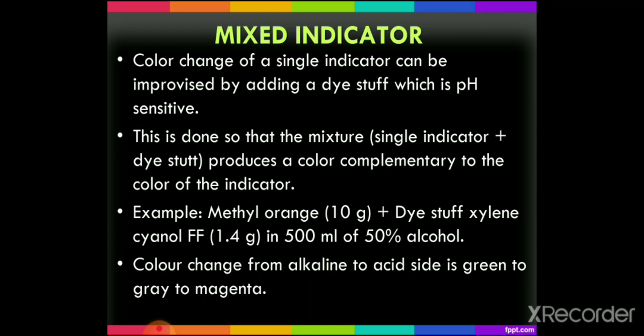The color change of a single indicator can be improved by addition of a pH-sensitive dye stuff. This is done so that the mixture, that is single indicator plus dye stuff, produces a color complementary to the color of the indicator. For example, when 10 gram methyl orange is mixed with 1.4 gram of dye stuff, that is xylene cyanol, in 500 ml of 50% ethanol, this particular mixed indicator is responsible for the change in color from alkaline to acidic, that is from green to grey to magenta.